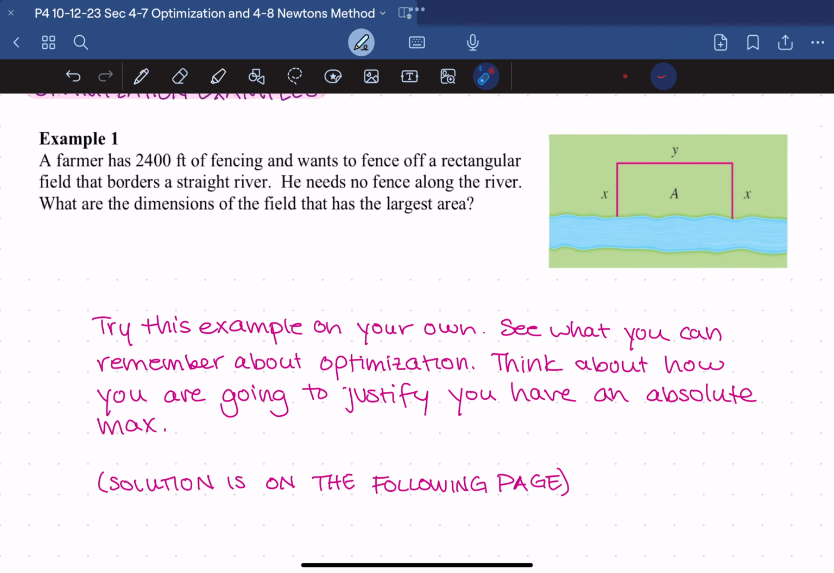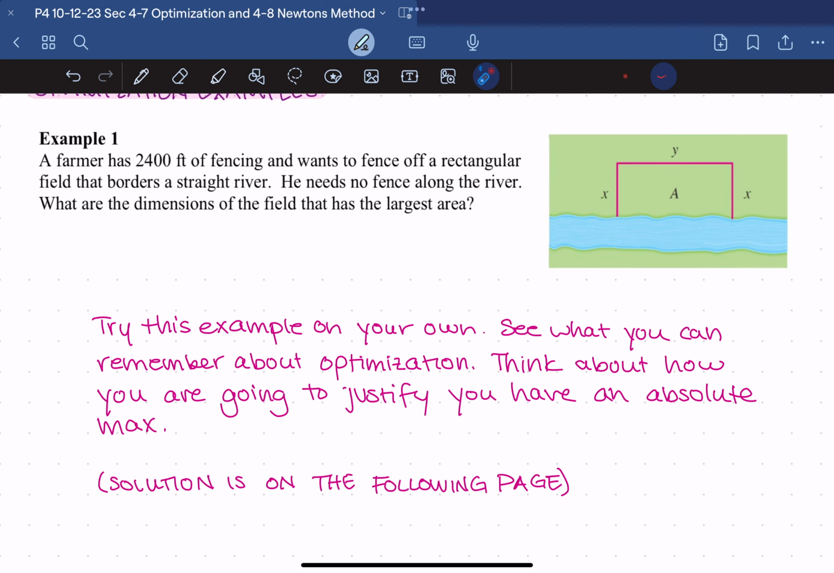Now, often there's a constraint. In this case, we know we only have 2,400 feet of fencing to work with. So maybe there's a way you can rewrite the area in terms of just one variable. Right now, area is x times y. Can you put it in terms of only one variable to make it easier to find the derivative of? So, anyway, there's a little hint. You want to try it on your own? Feel free.